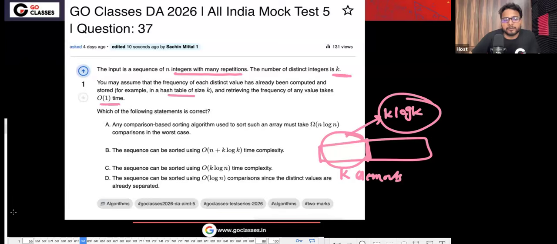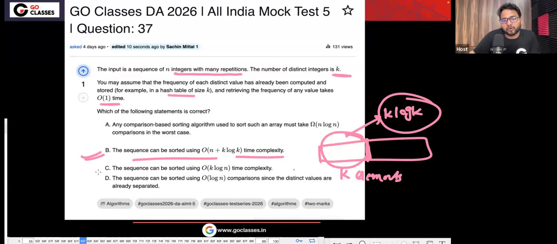Okay. So k log k plus n will be your time for sorting. The sequence can be sorted using this time complexity. So B is the correct answer. Is C also the correct answer? Can C be the correct answer? K log n. See, k log n and these two are different. Basically, k log n and these two are different for some values of k.